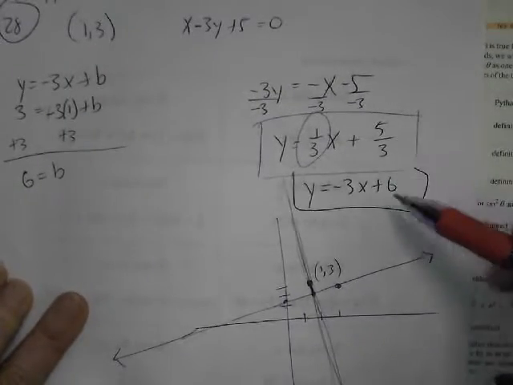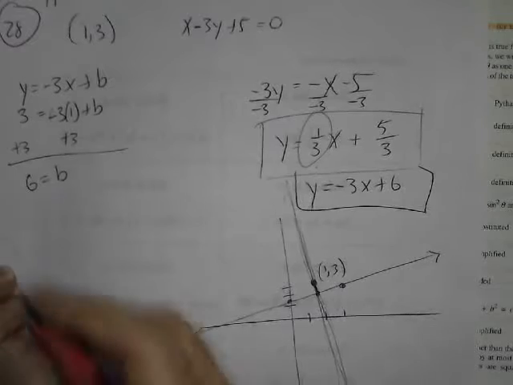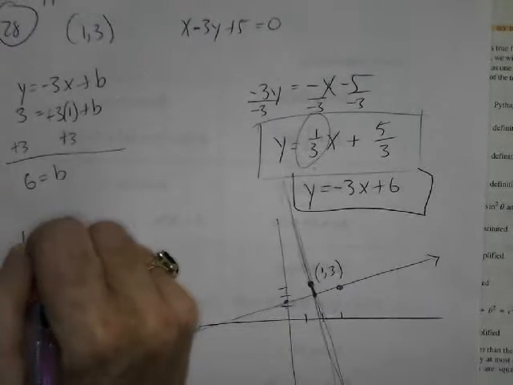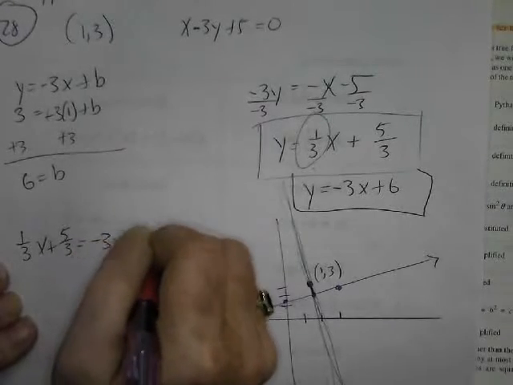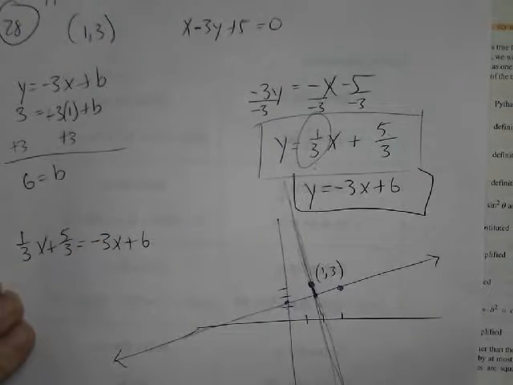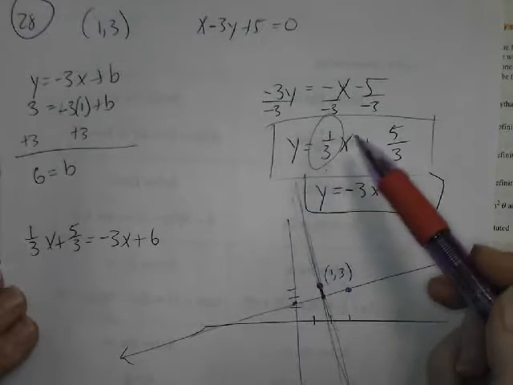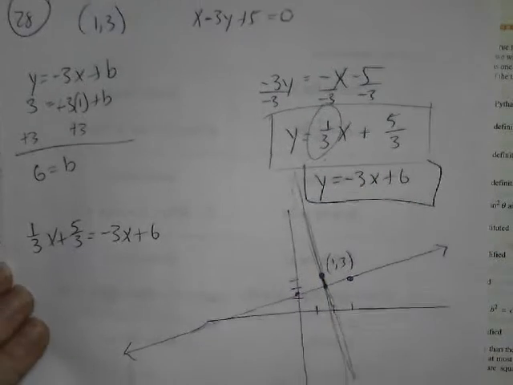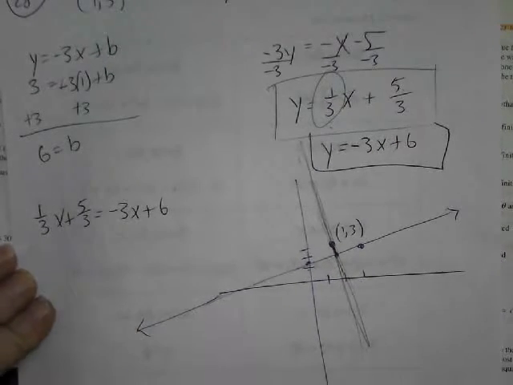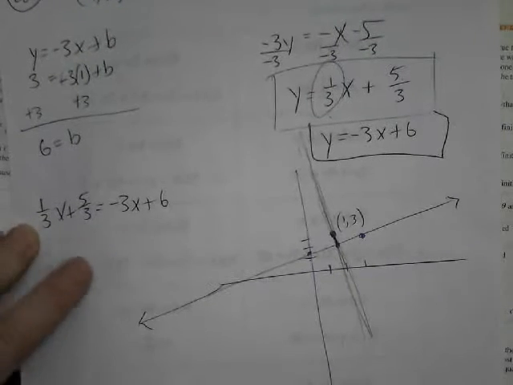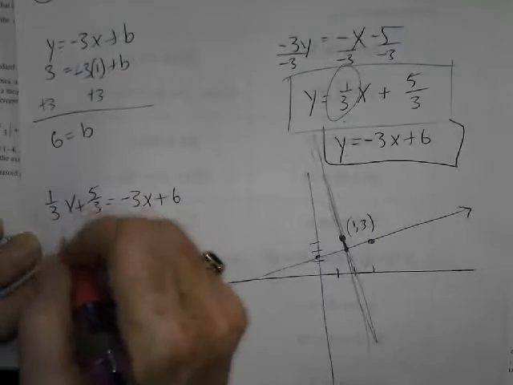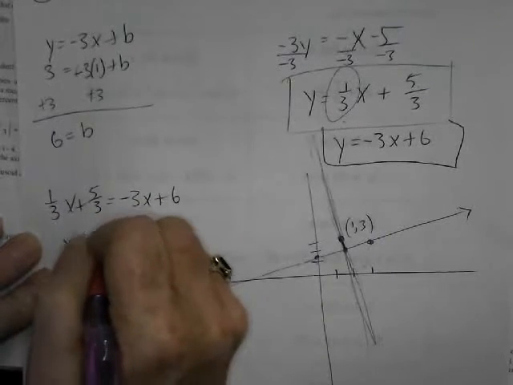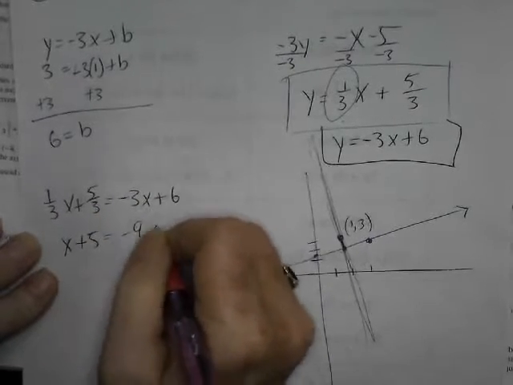Now I want to find out what that point is where they cross. So I do a system of equations on these two lines. So I can go 1/3 x plus 5/3 is equal to -3x plus 6. The reason I'm allowed to do that is it's kind of like I substituted y. Now I'm going to multiply by 3 because those fractions are just making me want to throw up. So if I multiply by 3, I got x plus 5 equals -9x plus 18.